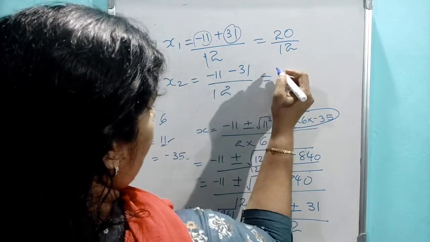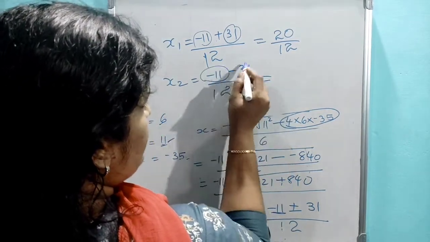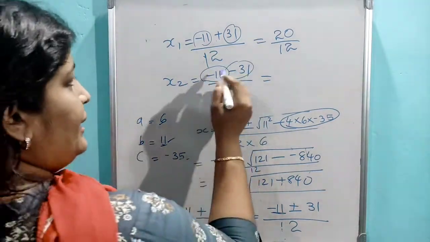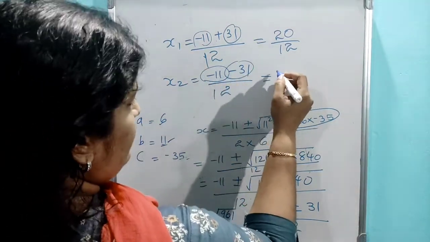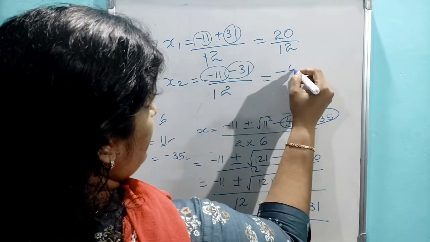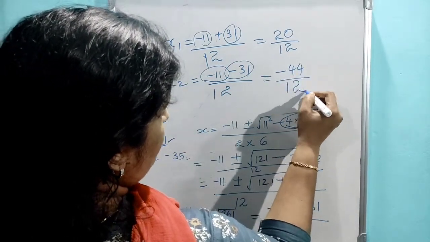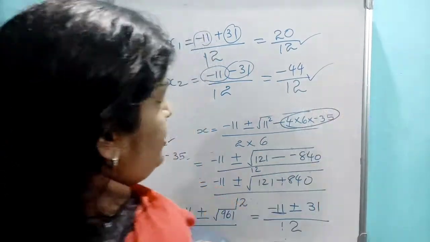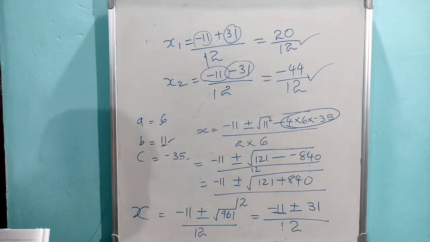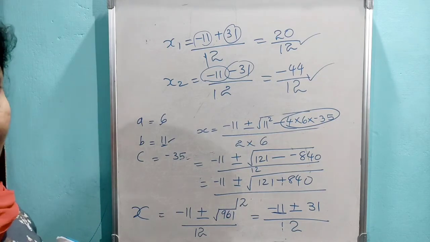The second one is negative 11 minus 31, which is negative 31. Both have the same sign, so add the numbers and put the same sign there. So that is equal to minus 42 divided by 12, giving the two solutions of this second degree equation. So there is no need of completing the square and all. You just substitute these a, b, c in our equation and we will get the solutions.